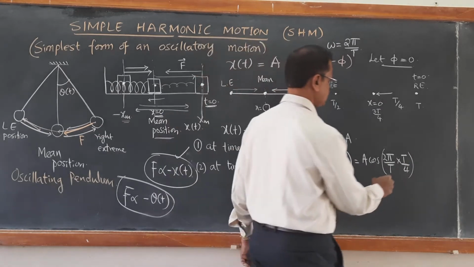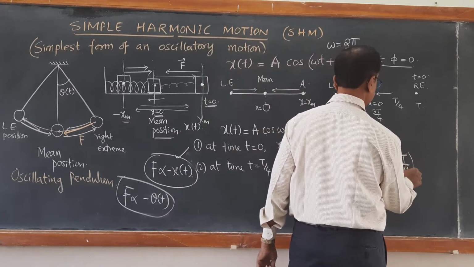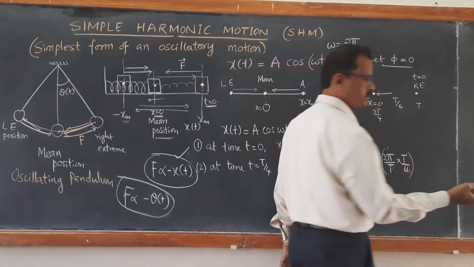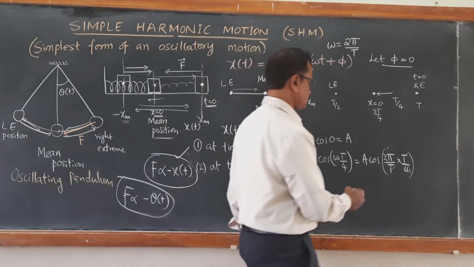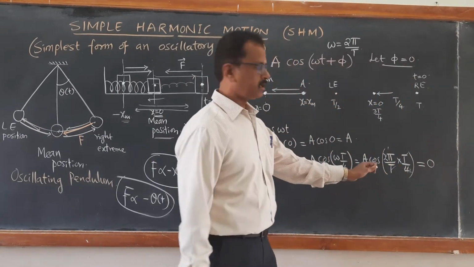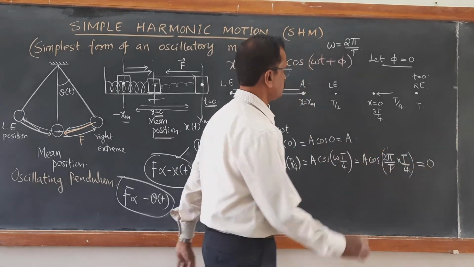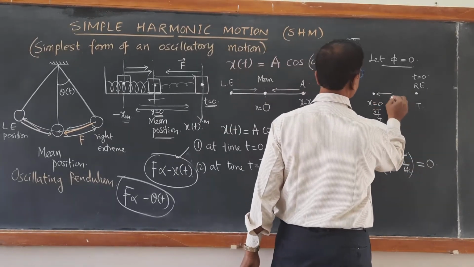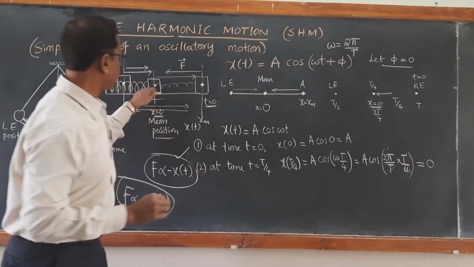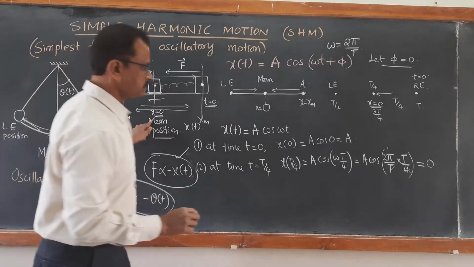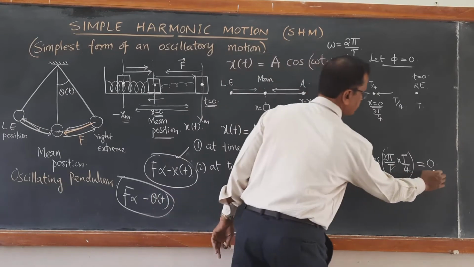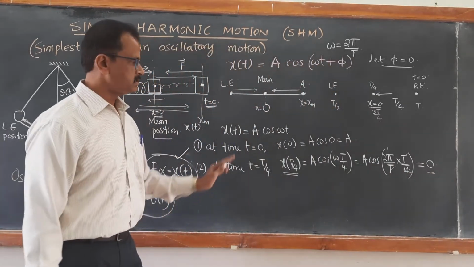Substitute this: a cos 2 pi by T into T by 4. Capital T cancels, 2 ones are 2, 2 twos are 4, so cos pi by 2. What is the value of cos pi by 2? Cos 90 is 0. So a cos pi by 2 becomes 0. So at t by 4, it will be at x equal to 0. At t by 4, the position of the oscillating particle is 0.